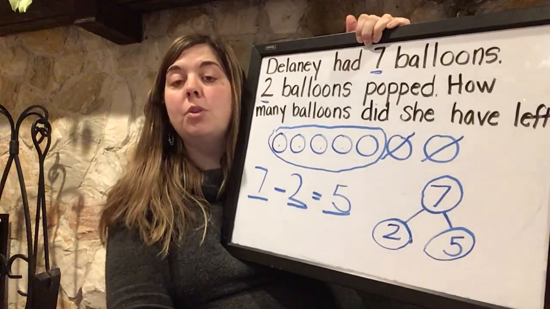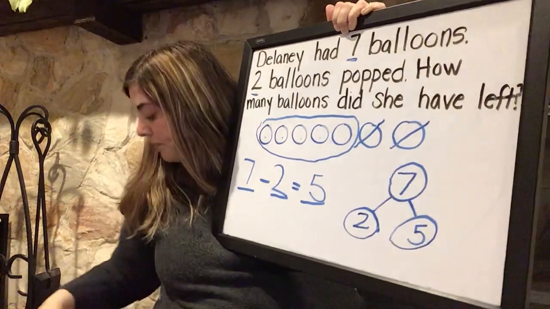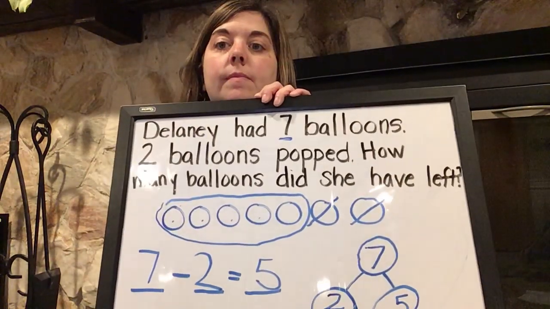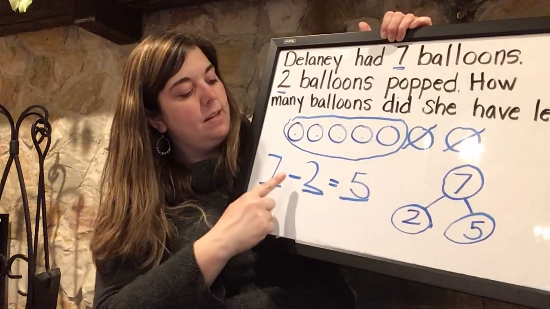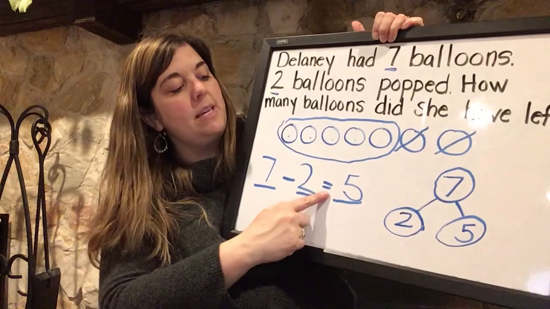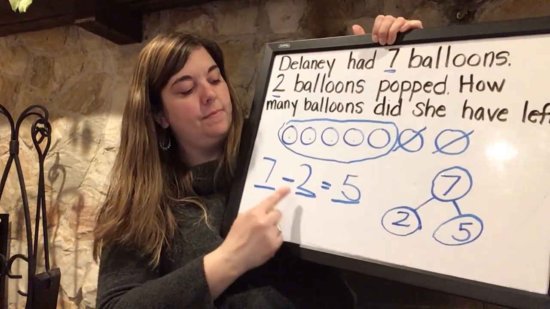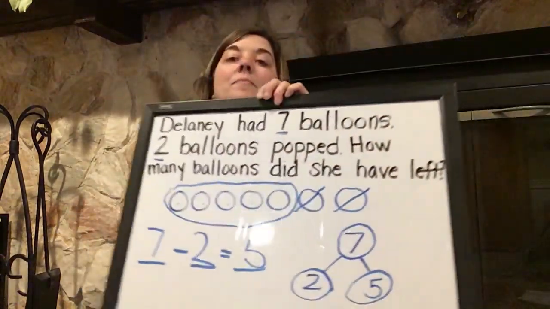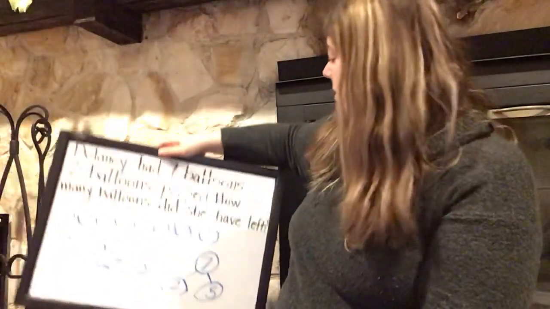Okay, if you need to, go ahead and pause and you can catch up writing your number sentence for me. We have one more thing to do. Okay, just like in class, I want you to echo my number sentence. 7 minus 2 equals 5. Nice job.